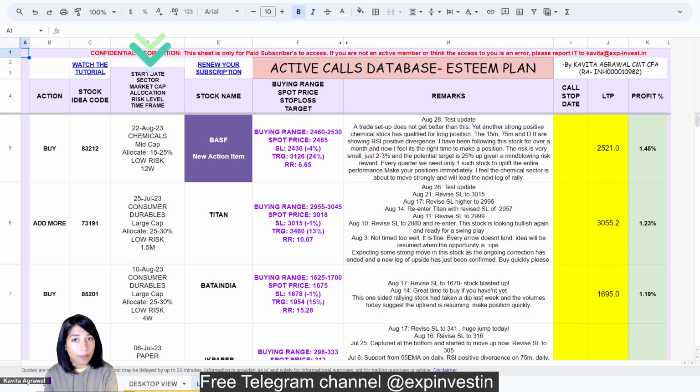What is the market cap of the stock? It's a mid-cap stock. How much are you supposed to allocate? It's 15 to 25% for esteemed plan members. Now this is one more update that I have done to this trade tracker.